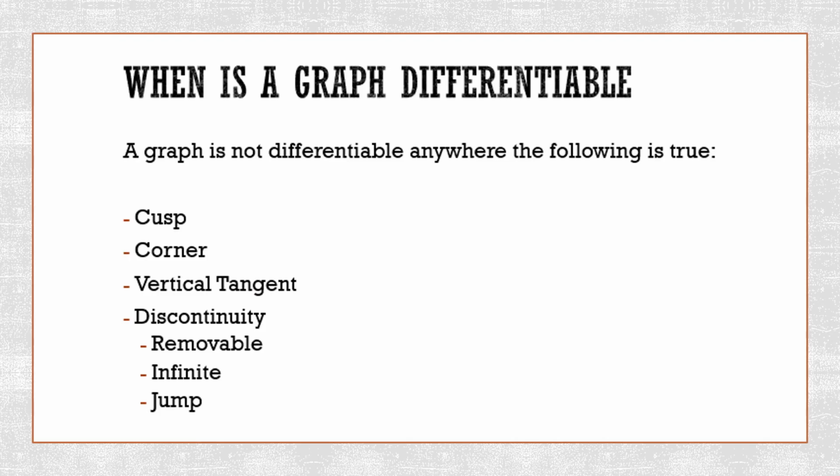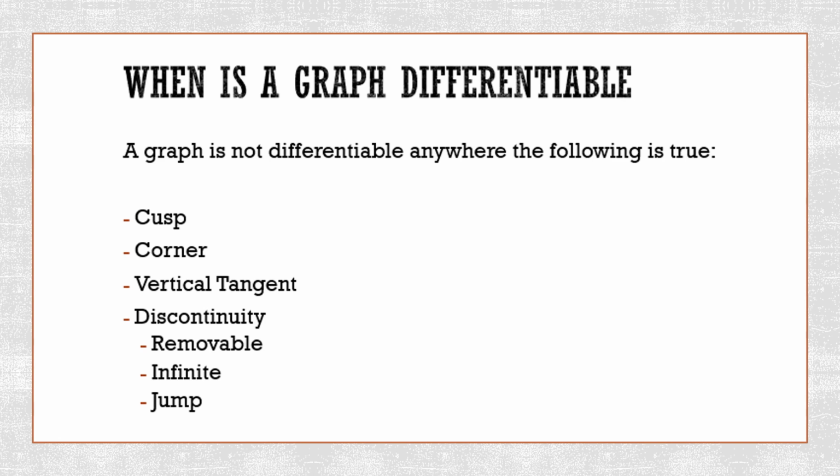All right, so now we're going to look at what makes a graph differentiable. In order for a graph to be differentiable, number one, it has to be continuous. Now, we talked about in Unit 2, we talked about something being continuous, meaning that it didn't have any removable discontinuities, it didn't have any infinite discontinuities, and it didn't have any jumps. All right, so it doesn't have any holes, it doesn't have any asymptotes, and it doesn't have any jumps.